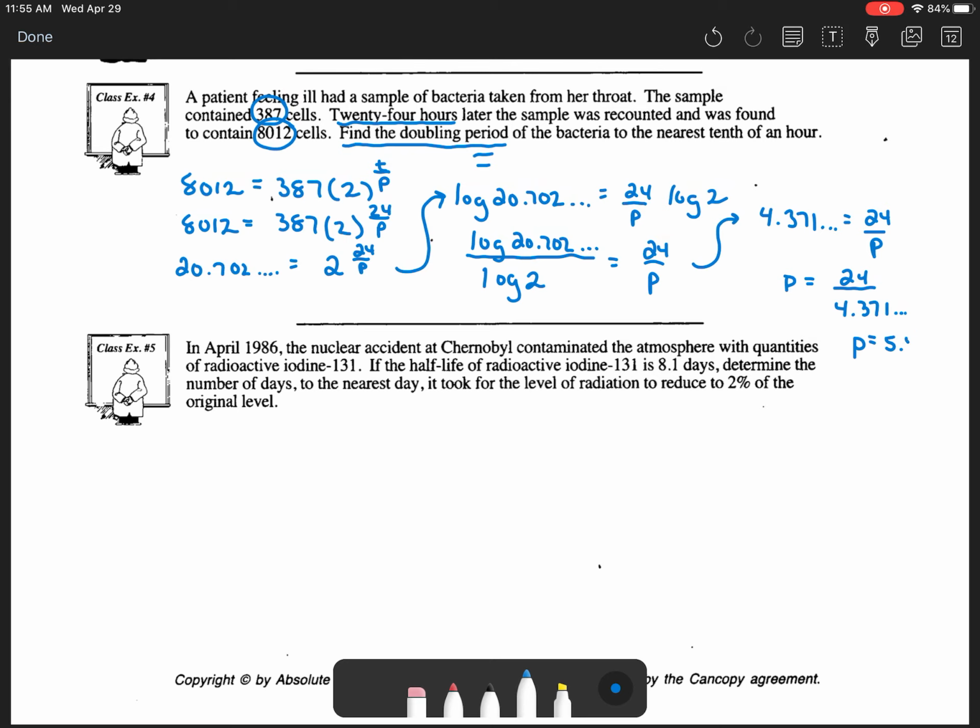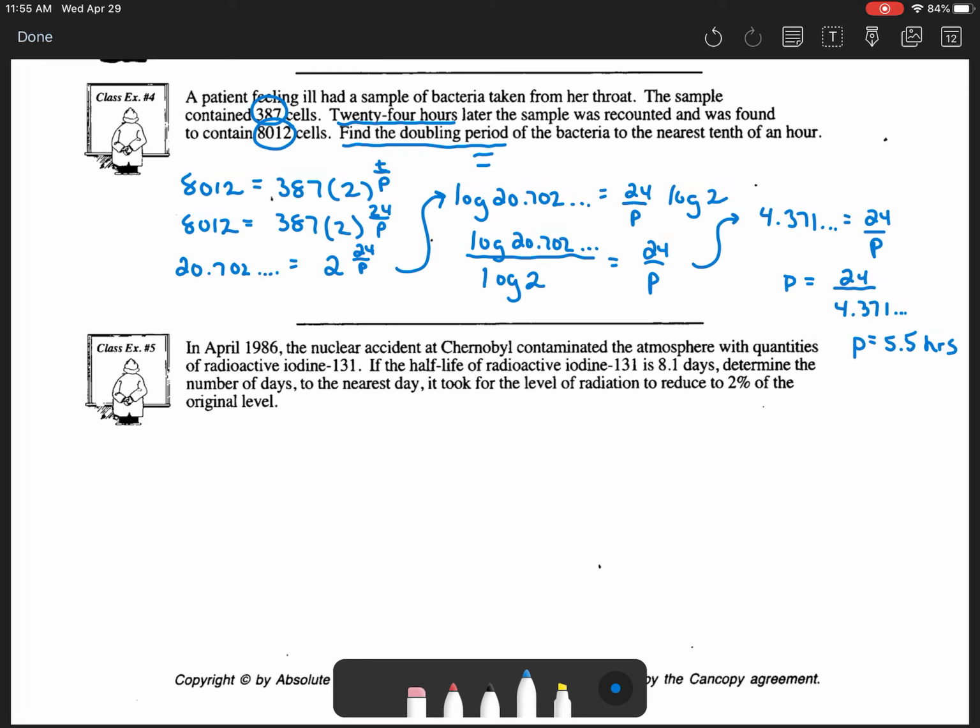Okay, so P is 5.5, and that is hours. So what does that mean? That means the doubling time is 5.5 hours. So every 5.5 hours, that bacteria is doubling in amount. That's what you have just calculated, the length of time it takes for the bacteria to double.